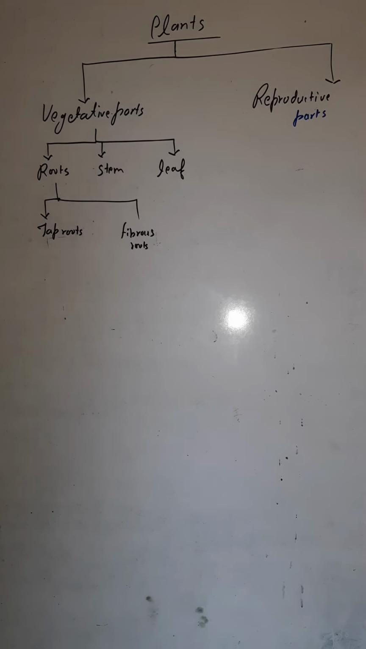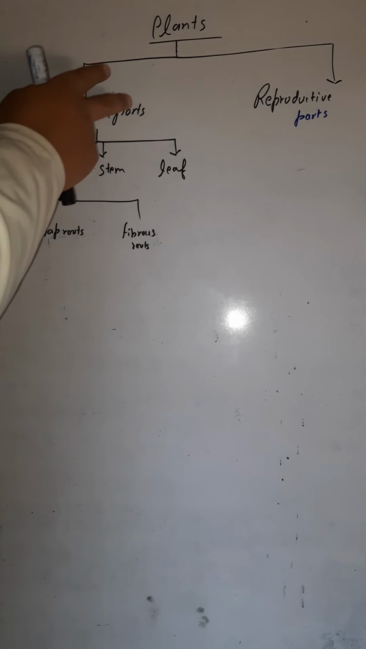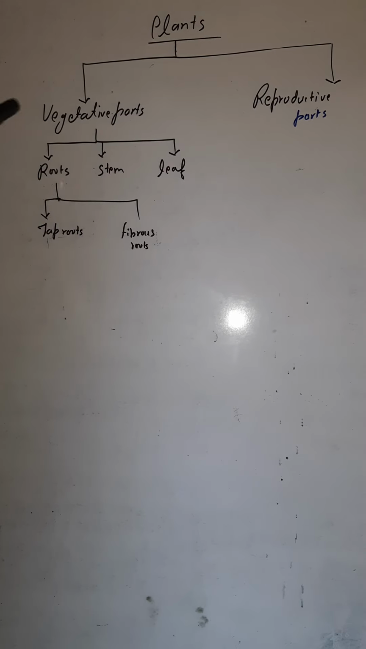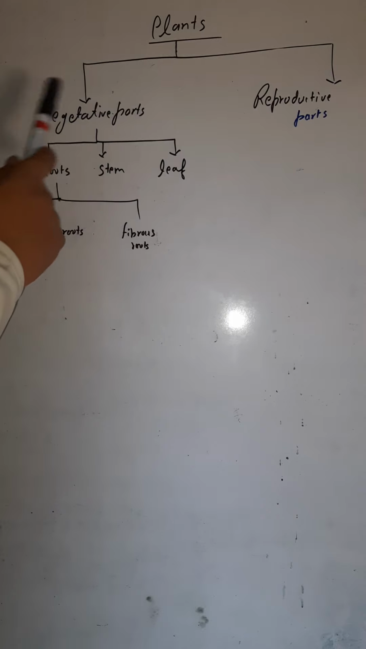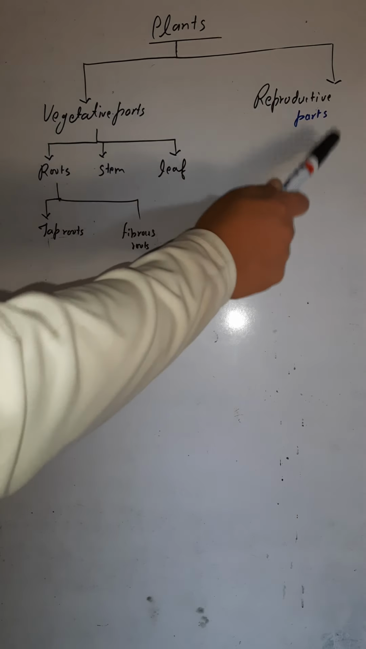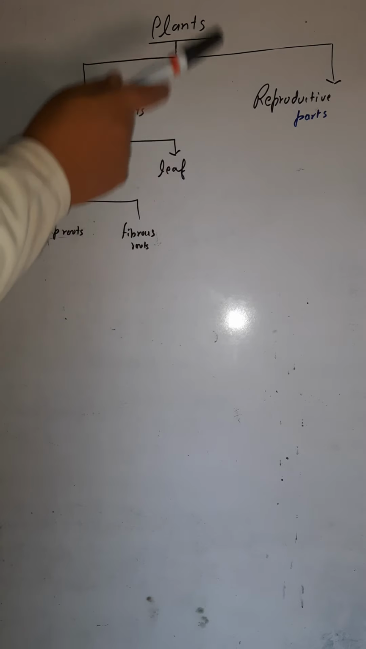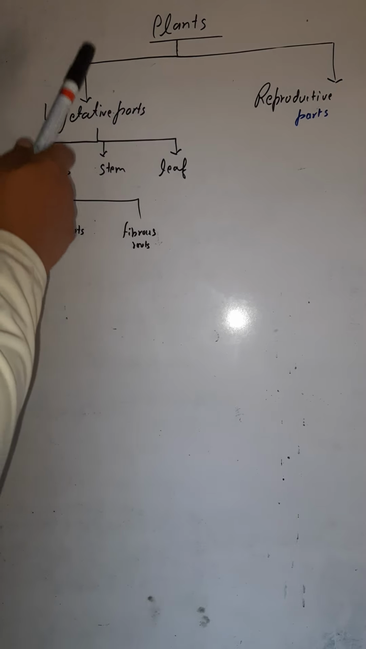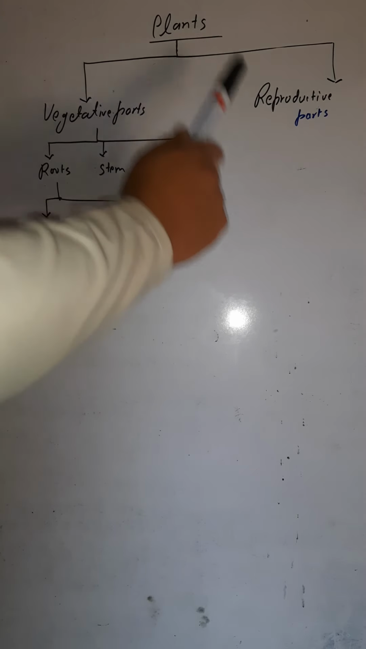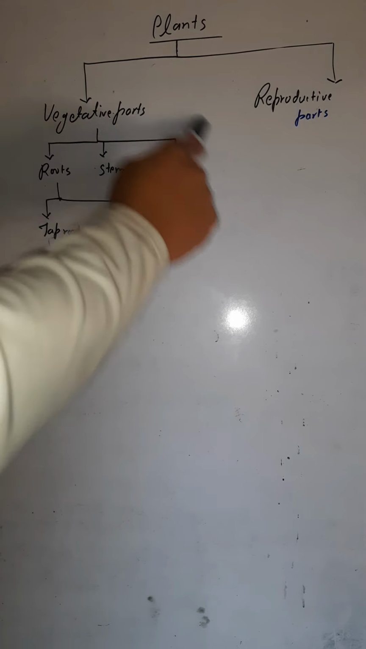If you look at plants, they have two main parts. The first one is the vegetative part and the second one is the reproductive part. These are the two parts we have to discuss in a plant. Within a plant we focus on two major parts, the vegetative part and the reproductive part. First we will discuss the vegetative part.